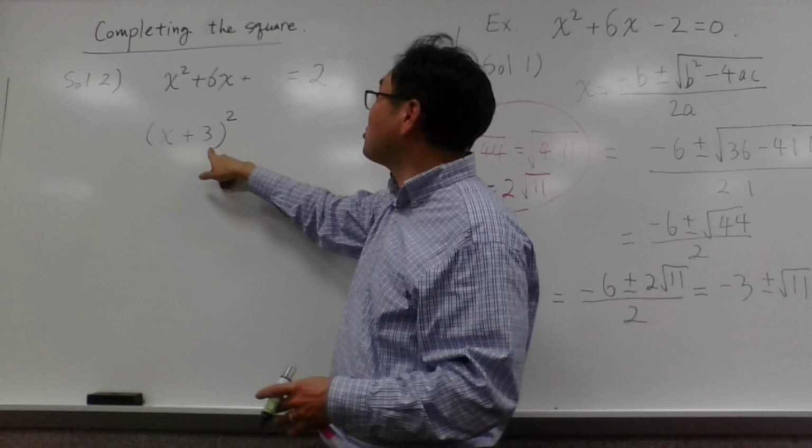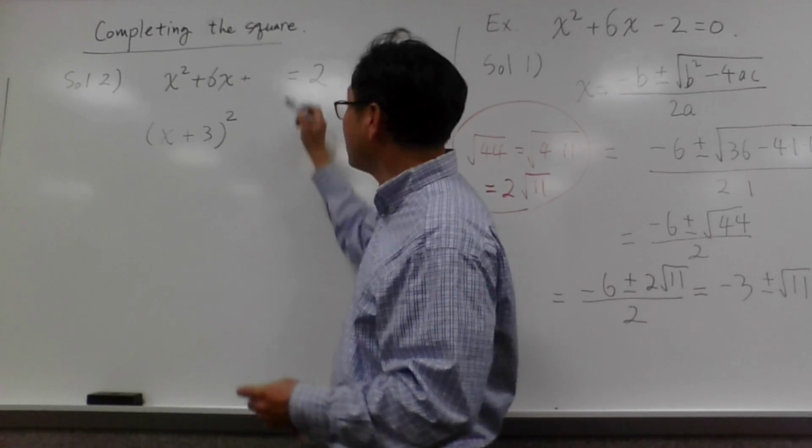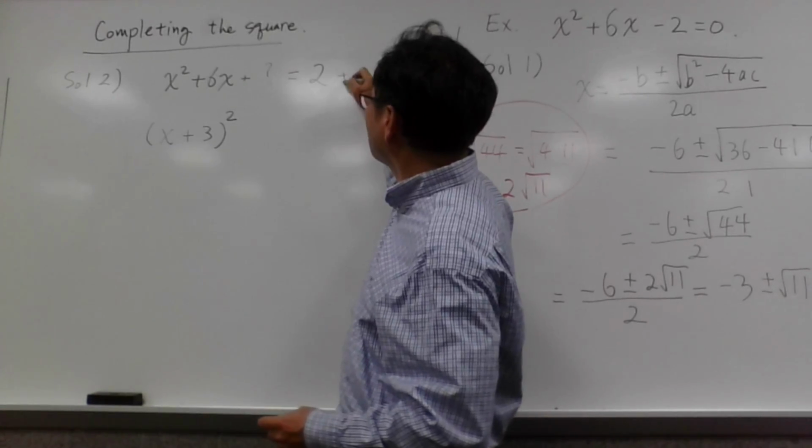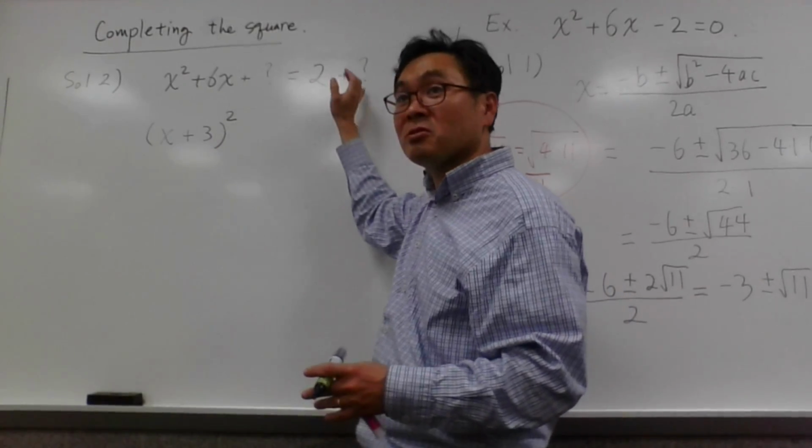But then, if that's true, what is this one? 3 squared is 9, so this must be 9. But whatever you do on the left side, you have to treat both sides fairly, right? So if you're going to put a 9 here, you better put the same thing over here.